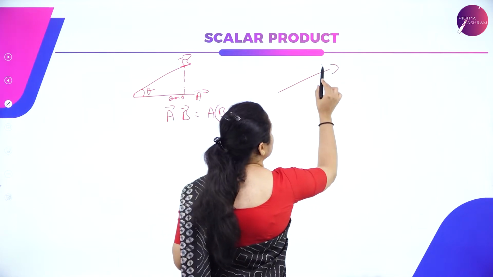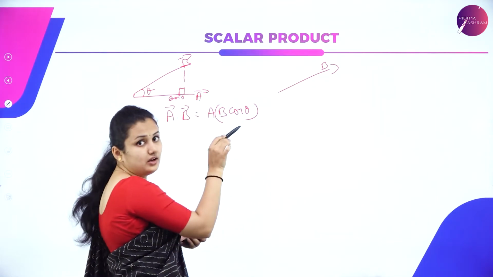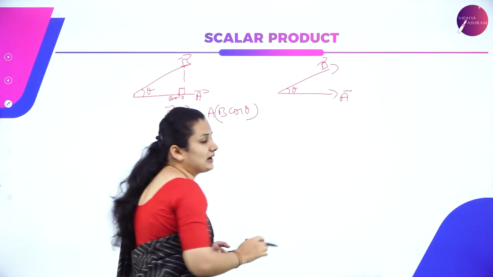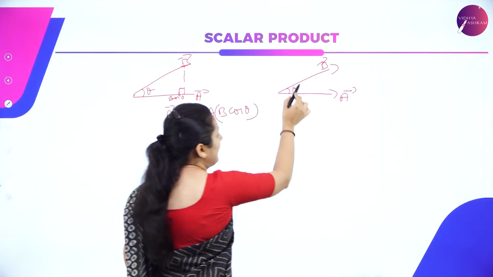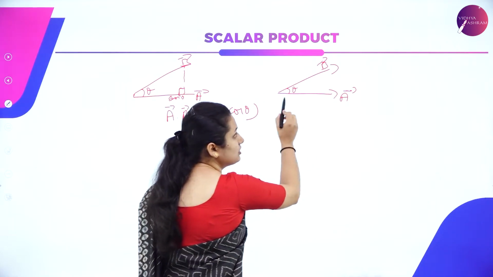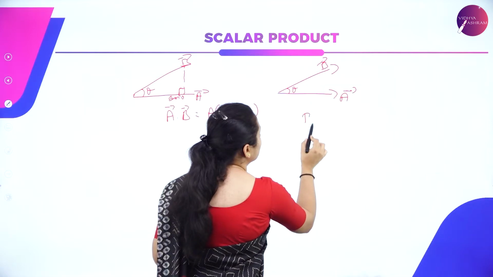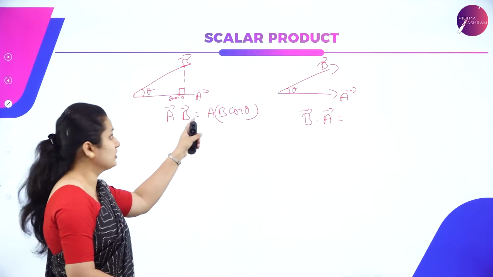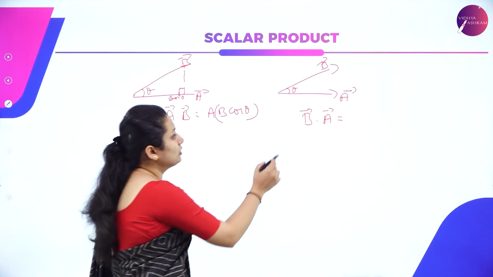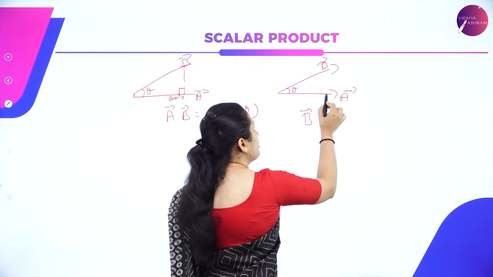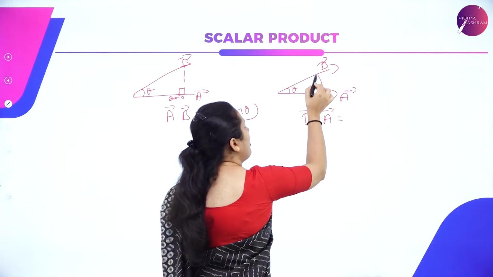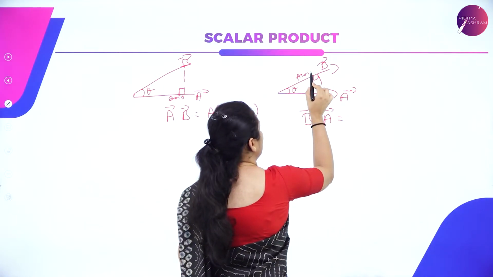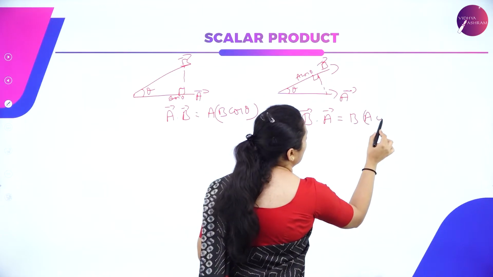Drop the perpendicular from B onto vector A. Suppose I have two vectors A and B, and the angle between them is theta. I want to find A dot B, so it is the projection of B on A. Now I want to find B dot A. It is the projection of A on vector B, where I draw a perpendicular. That means it is A cos theta here, so B dot A is B times A cos theta.